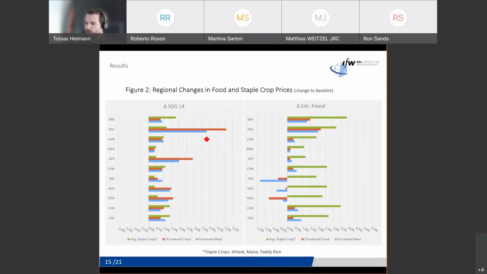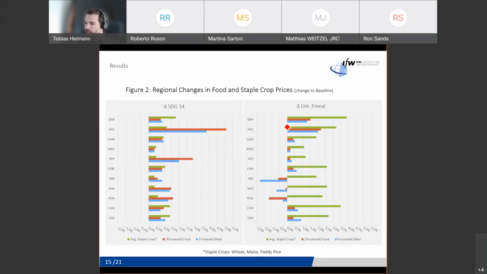What's also popping out, of course, are these huge price increases for processed food and processed meat in Southern America and also in Africa. This is because here capture fish plays an important role in the processed food sector, and we have a strong substitution effect with processed meat. So when capture fish gets scarce and more expensive, processed meat also gets more expensive. So here the SDG 14 scenario has quite some negative impacts on the food price, so food prices rise.